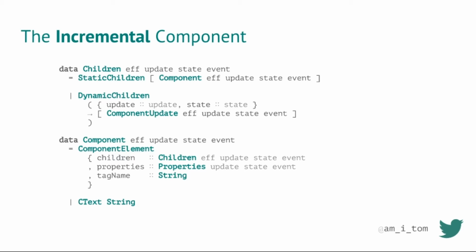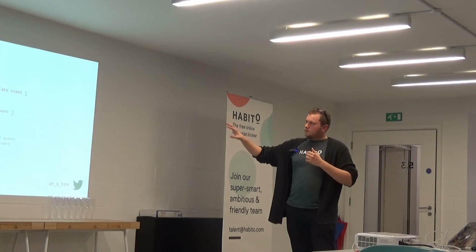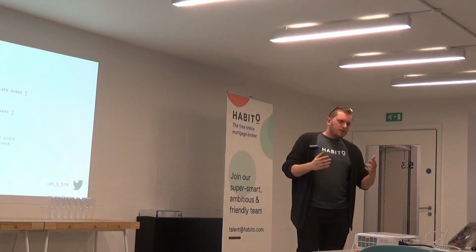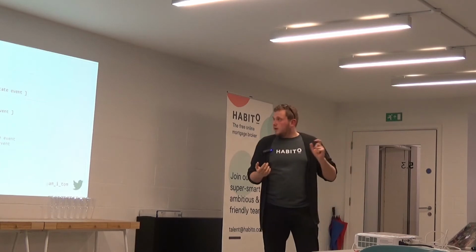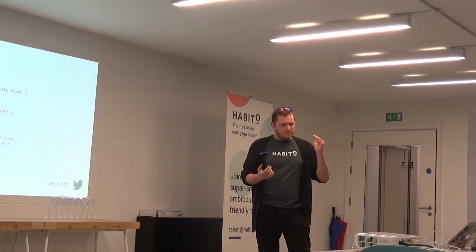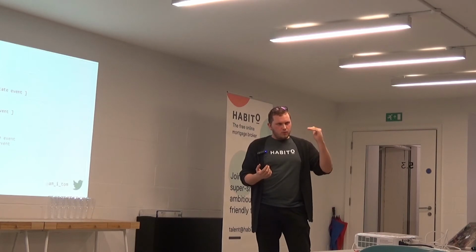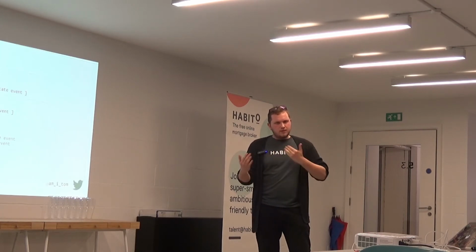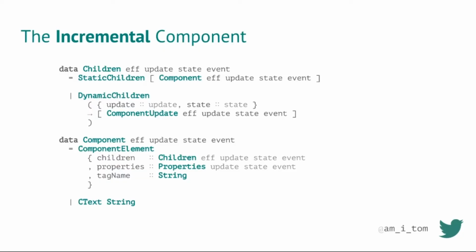And so this is my slightly simplified version of the current component, which says a component has some children, some properties, and a tag name, just as we saw before. But children can be one of two things. You can have static children, which we say don't change. That key is always present. Or you can have dynamic children, which say I'm listening on update and state, and when I hear something I'm interested in, I'm going to give you an algebra to explain how I want to update. So I might remove some properties, I might add some properties, I might even rename some, whatever I want to do. And properties I've missed off here, but it's basically the same thing. It's just another layer to it.